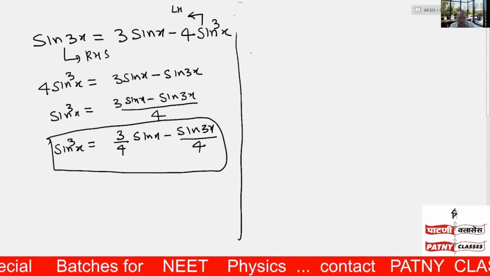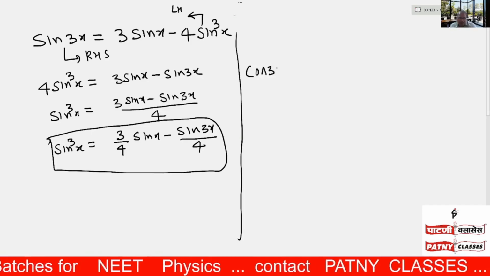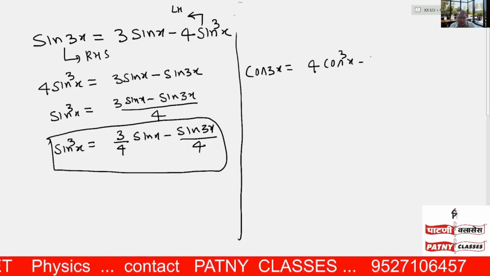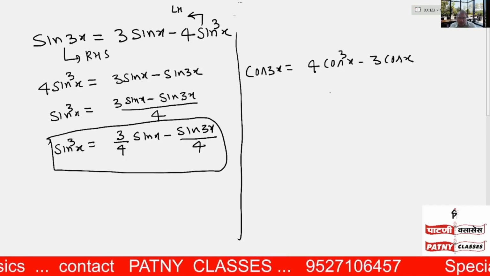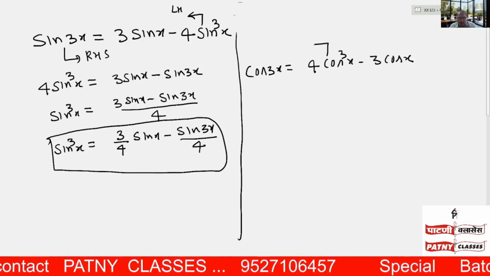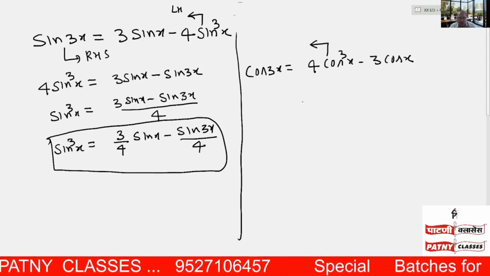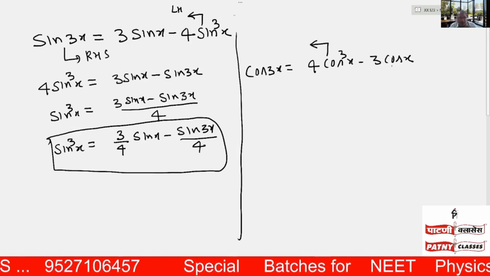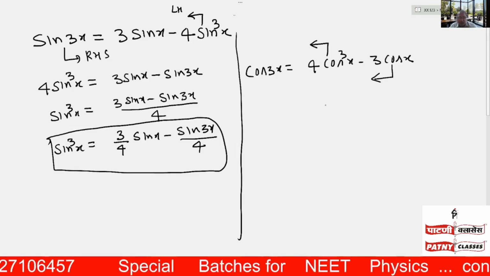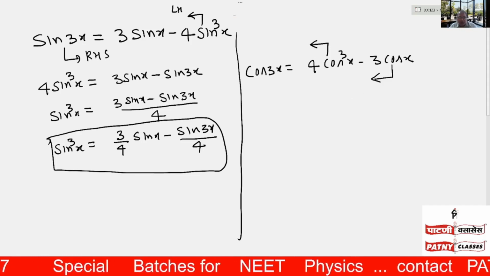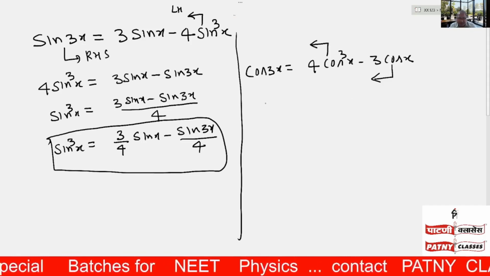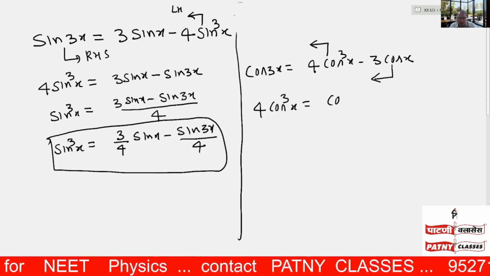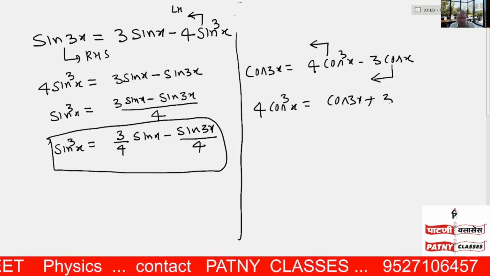Similarly, for cos 3x equals 4 cos cube x minus 3 cos x. Here also, to get the expression for cos cube x, take cos cube x to the LHS side, or you can take the 3 cos x to the LHS side. By taking the 3 cos x to the LHS side, we will save one step. So 4 cos cube x equals cos 3x plus 3 cos x.